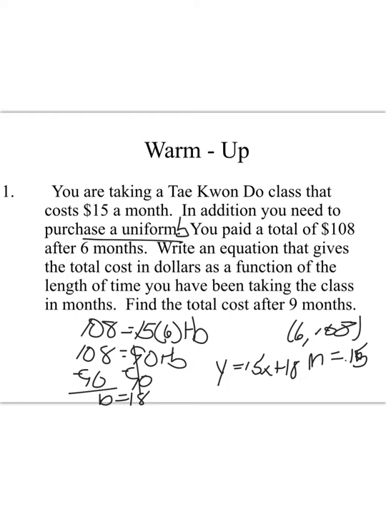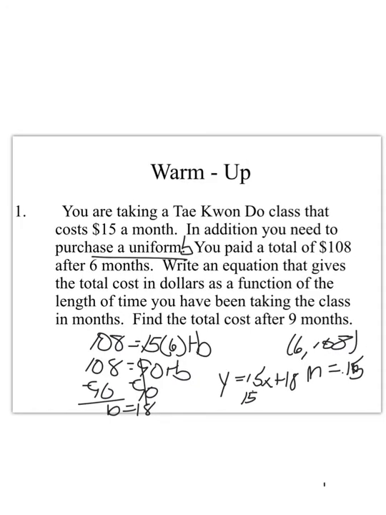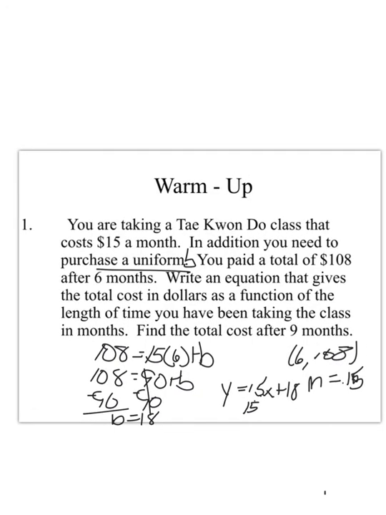Now they want how much will it cost after 9 months. So we're going to plug 9 in for x. So 15 times 9, there we go. Plus 18. The total cost after 9 months would be $153.